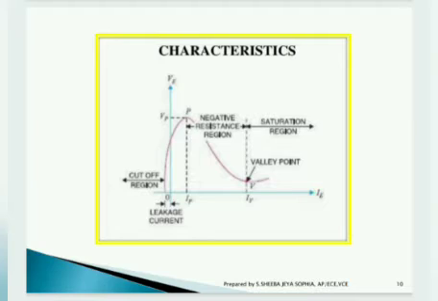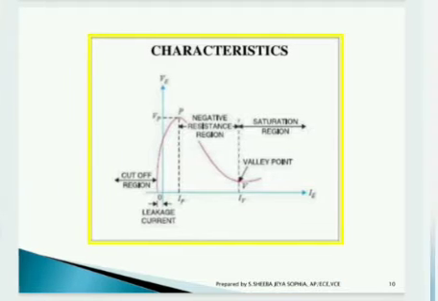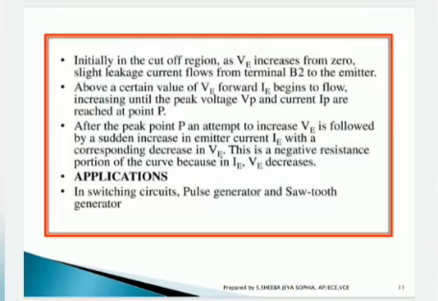After the negative resistance region, the current reaches a saturated value, which is said to be the saturation region. The previous region before the current starts to flow is the cutoff region, and the region from 0 to the maximum point is the leakage current. Initially in the cutoff region, as VE increases from 0, slight leakage current flows from terminal B2 to the emitter.